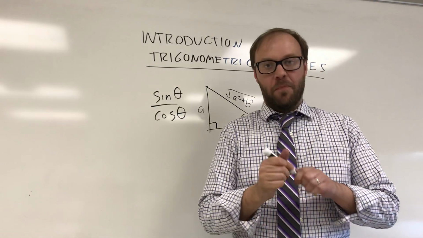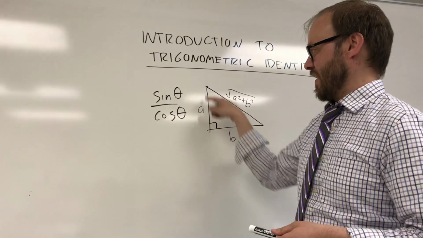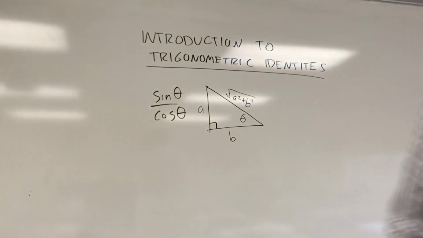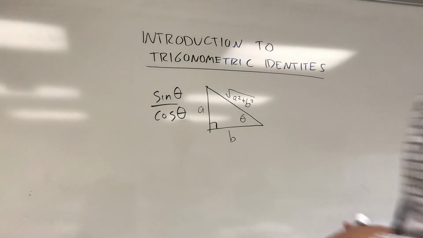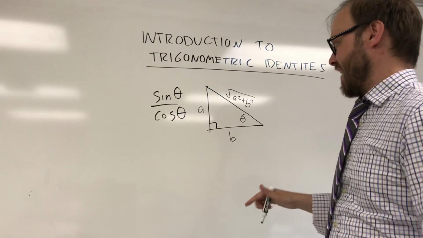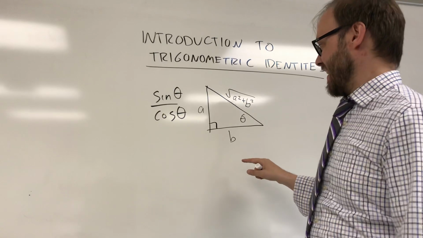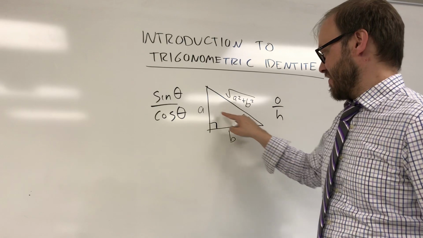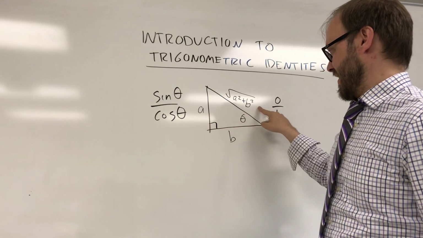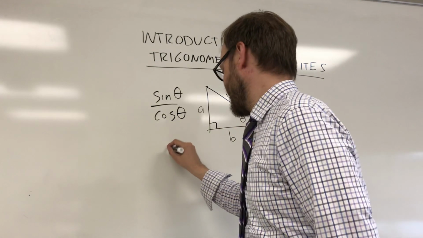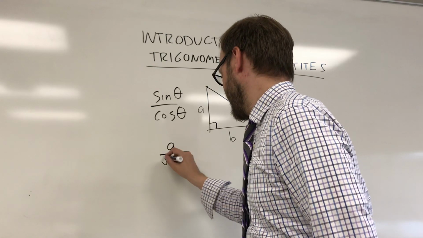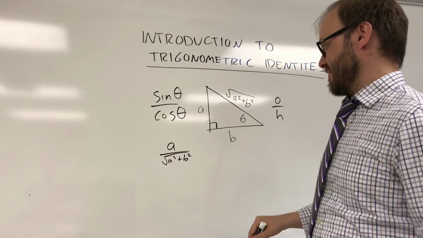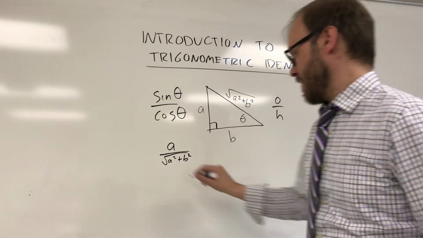Okay? So in this fraction, I'm going to try to substitute in equivalents from this statement over here and see what I can make happen. So let's start out with the sine of theta. Sine is opposite over hypotenuse, right? So the sine here is going to be side A over radical A squared plus B squared. That's the sine of theta.